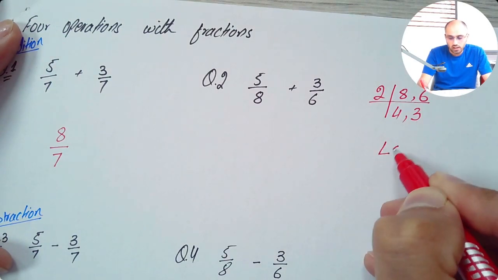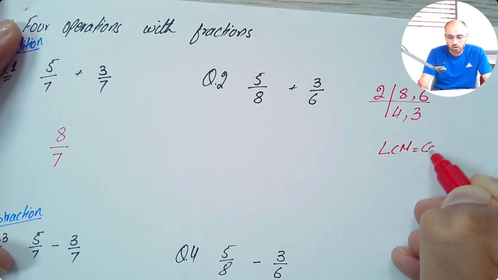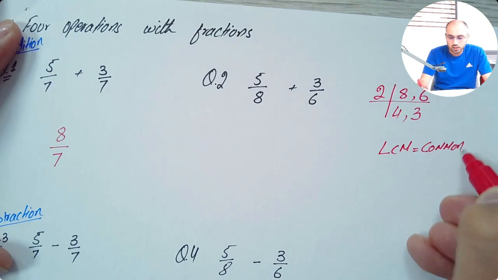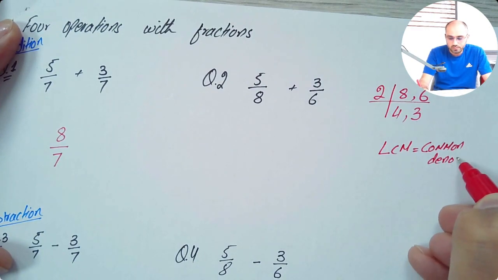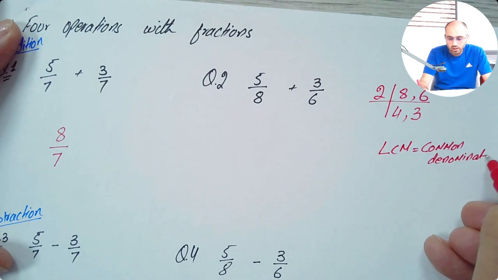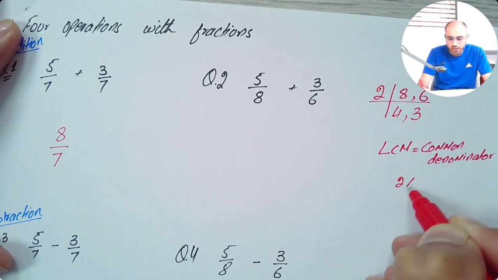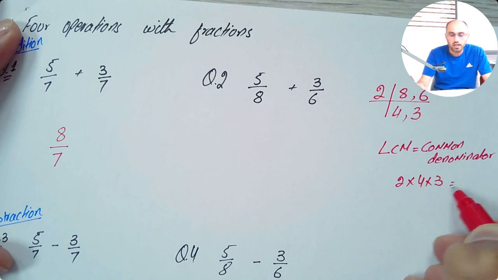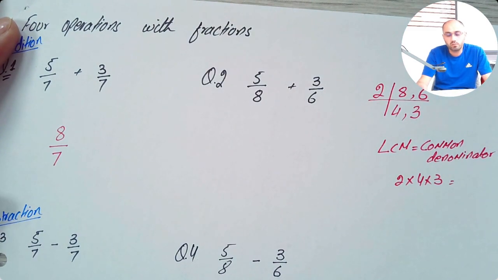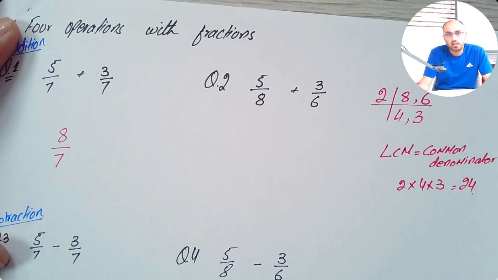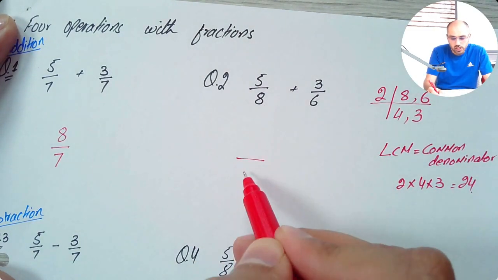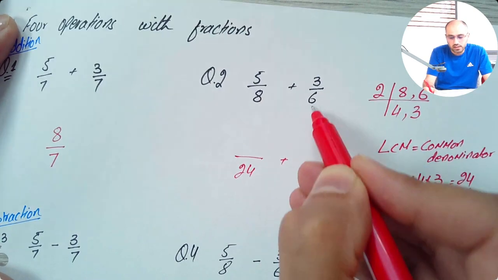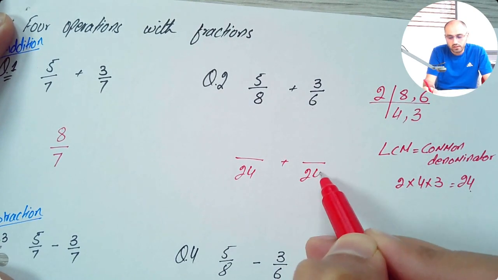So I'll say LCM is my common denominator. And to find it, I will do 2 times 4 times 3. If you multiply them together, you will end up with 24. Now that I have found the common denominator, I will say this 8 will change to a 24, and the 6 will also change to 24.